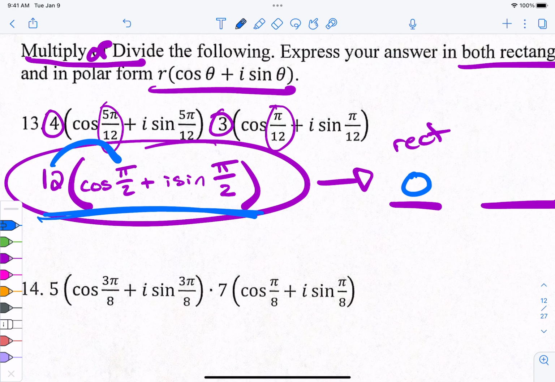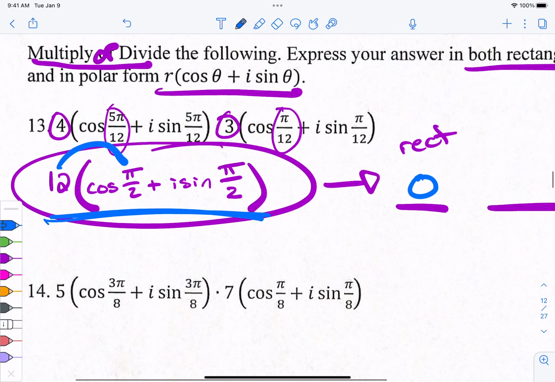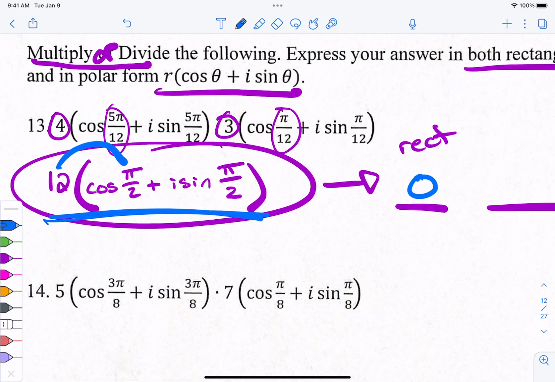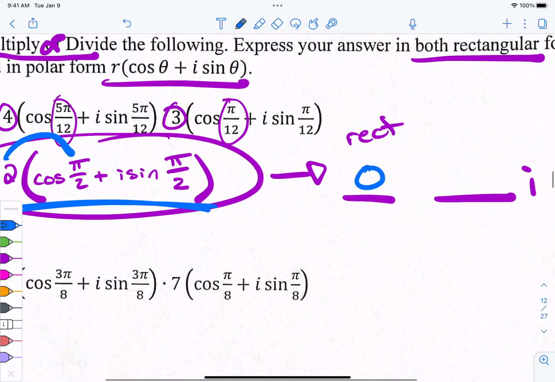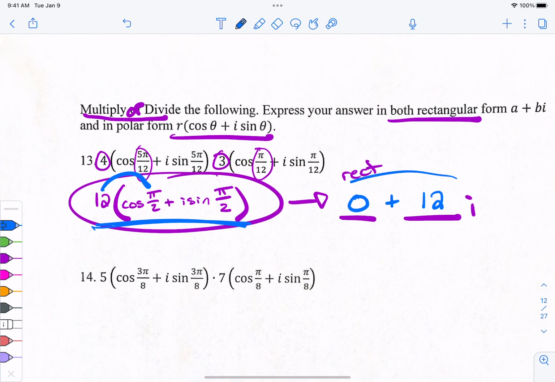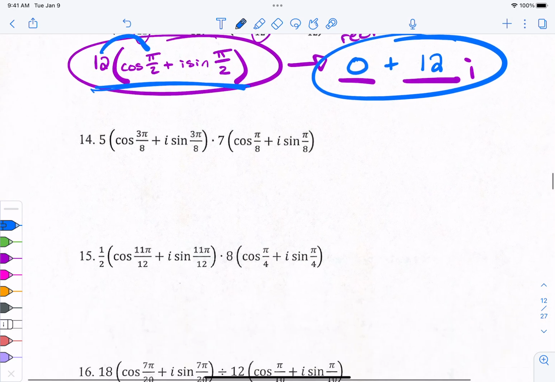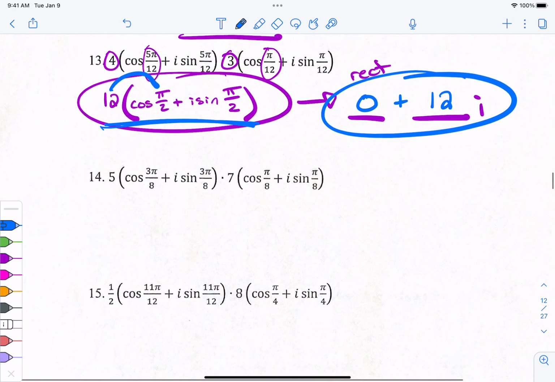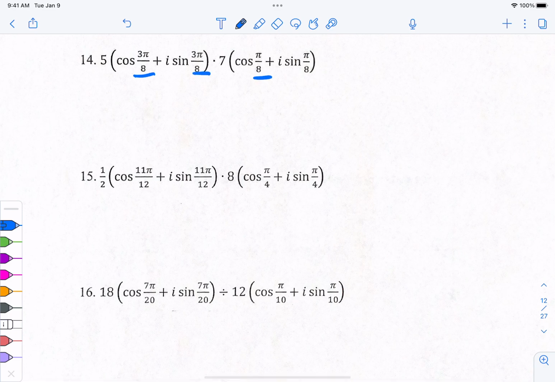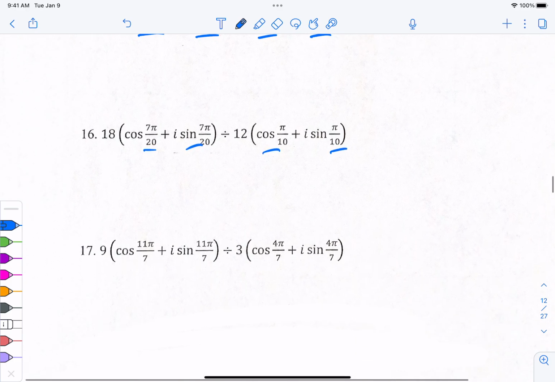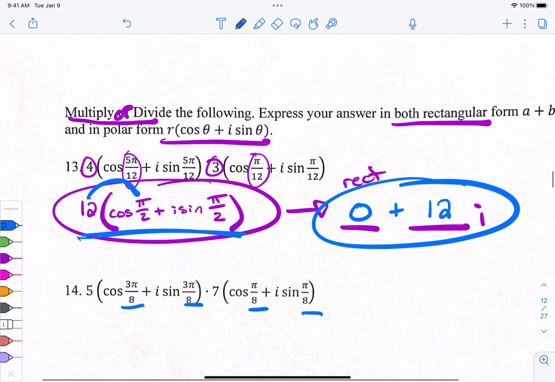And 12 times 0 is 0. Sine of pi over 2 is 1, right? The y coordinate at pi over 2 is 1. So this is 0 plus 12i, or just 12i. I don't care how you write it. 0 plus 12i or just 12i. That would be the rectangular form. Got it? Does that make sense? These angles are all in radians. These are radians. These are radians. So you need to be in radians when you convert to rectangular form. Got it? Questions about that?